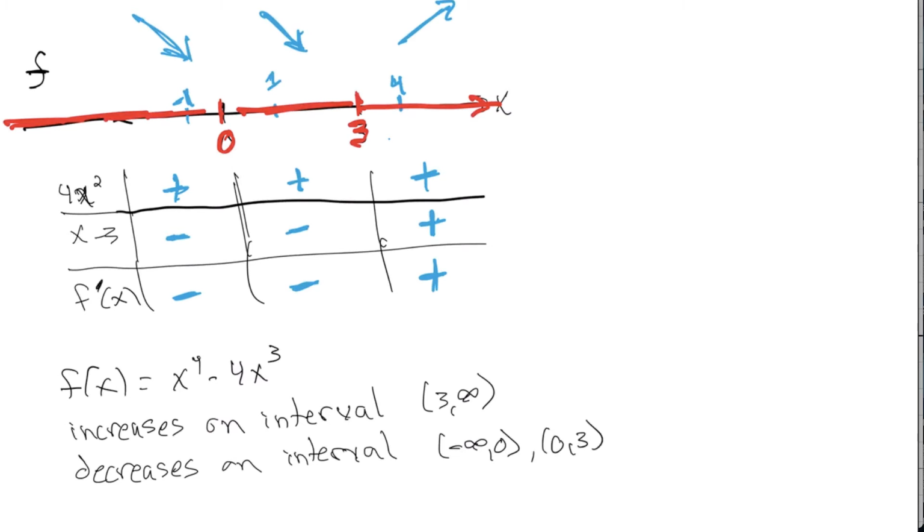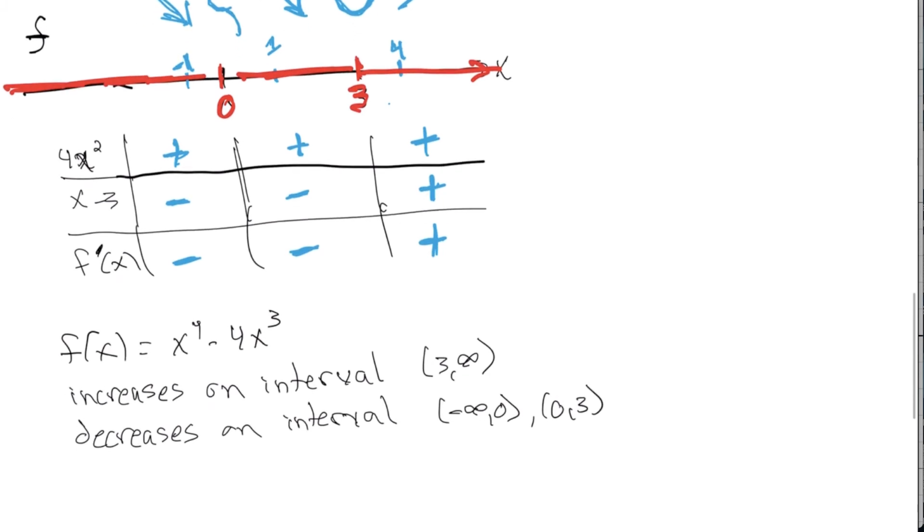And then last but not least, a typical problem in this nature would say, locate any max or min values. So now we can see quite clearly that at x equals 0, I'm going to decrease, flatten out, and then decrease again. So there is no local max or min value there. And we can see quite clearly at x equals 3, I'm going to decrease into and then increase out of. And we're going to have a local minimum at x equals 3.